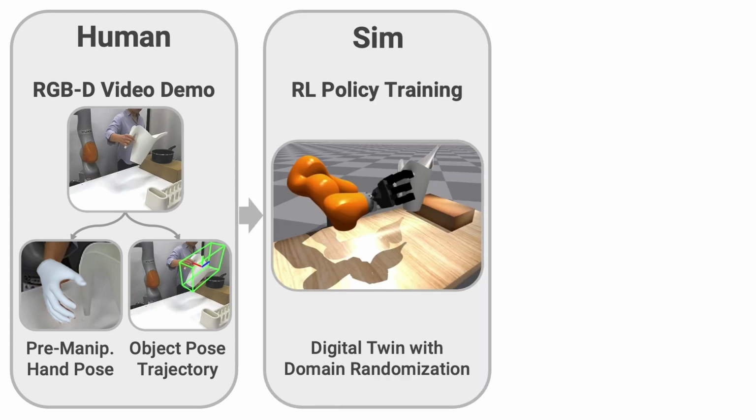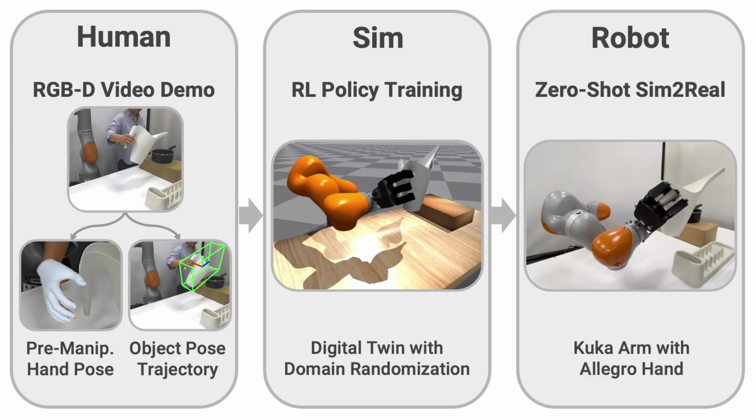Then, in simulation, we transfer the real environment to a digital twin for RL policy training, where the robot is rewarded for following the demonstrated object pose trajectory initialized at the pre-manipulation hand pose. Finally, we deploy the trained policy zero-shot with sim-to-real transfer to a real robot and dexterous hand to execute the demonstrated task.